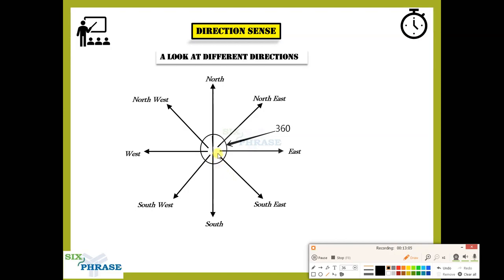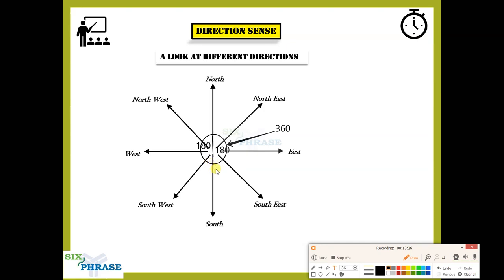Now what is the angle here? Here you could say the angle is 180 degrees, so you'll say 180, and here also you'll say the angle is 180. Okay, so you see a semicircle here. This semicircle has an angle of 180 degrees, and this semicircle has an angle of 180 degrees.